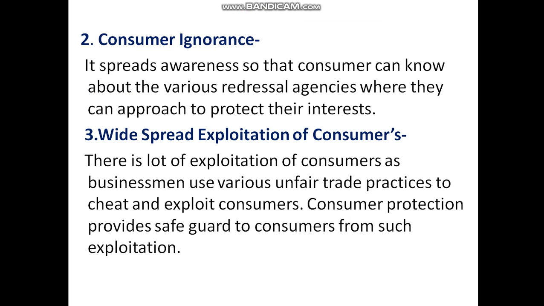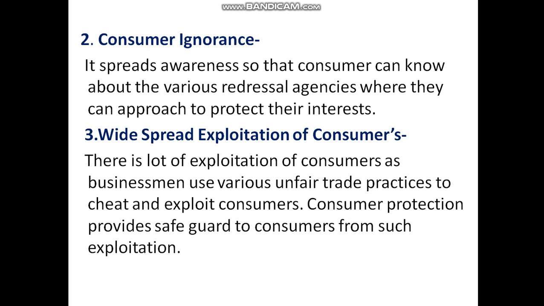The second one is consumer ignorance. In India, consumer ignorance is widespread. They don't know where to go for compensation, where to complain. Due to ignorance, consumers cannot get their satisfaction.